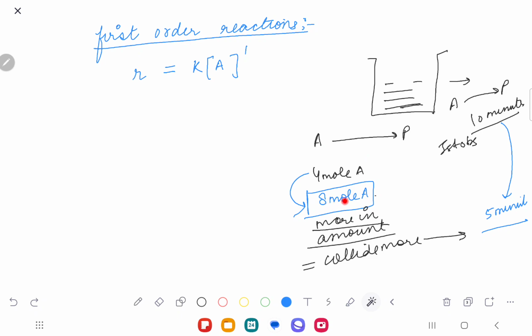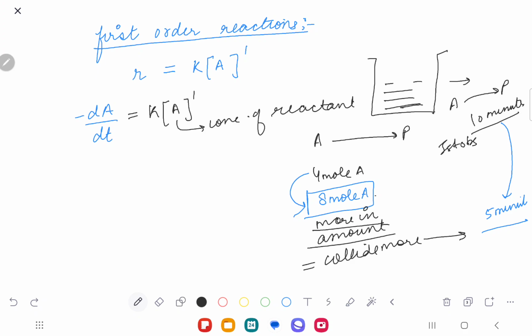I hope you're understanding. And now what am I going to do? I'm going to derive the expression. I'm going to say rate is always called minus dA by dt. Are you understanding? And that is equal to K A raised to the power 1. Yes or no? So A is what? A is the concentration of reactant at any time t.